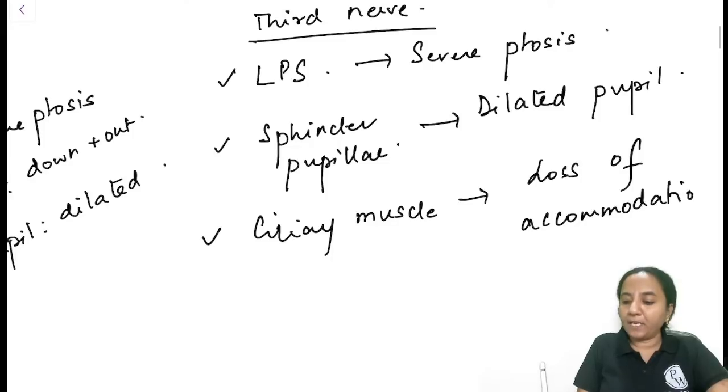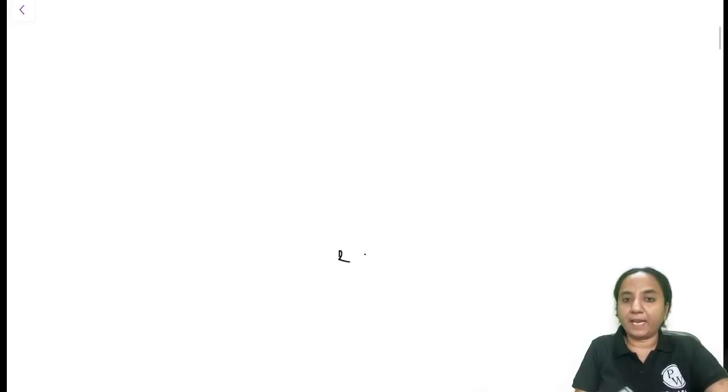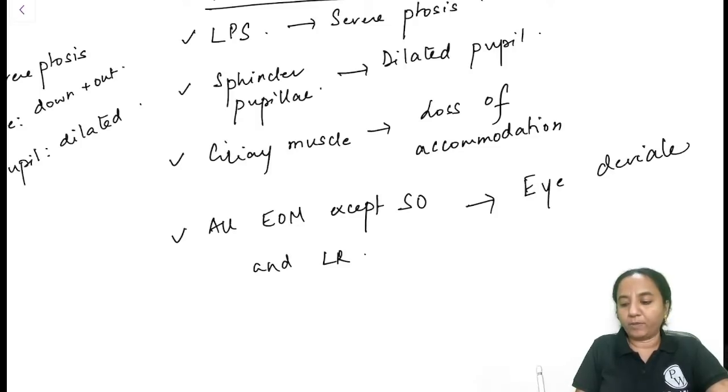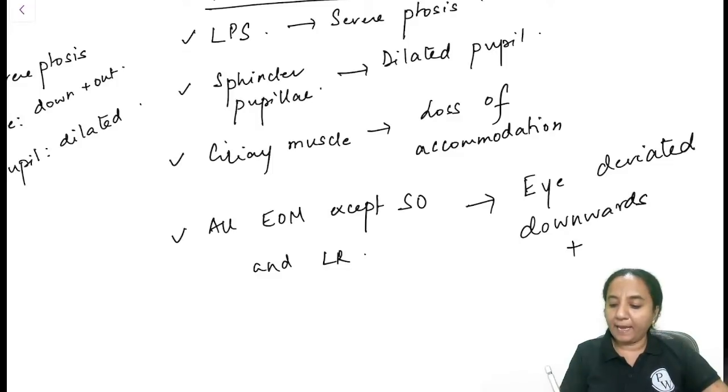And it supplies all the extraocular muscles except the SO and the LR. Now, because all the extraocular muscles are paralyzed except the SO and the LR, that is why the eye is deviated downwards and outwards. Downwards, why? Because the SO is a depressor. SO जो है वो depressor है, so it pulls the eye down, and LR is an abductor, so it pulls the eye outwards. So the eye is deviated downwards and outwards.